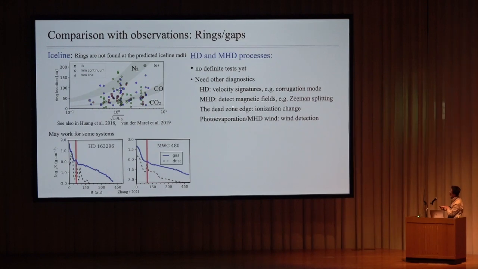Okay, so about hydrodynamic and magnetohydrodynamic processes, we don't have any definite test yet. We need more diagnostics. For example, for hydrodynamic processes, we need velocity signatures. For MHD processes, we need to detect magnetic fields. For the dead zone edge, we need to detect some ionization transition in the disks. And finally, for photoevaporation or MHD wind, we need to detect wind directly, which is associated with these gaps and rings.